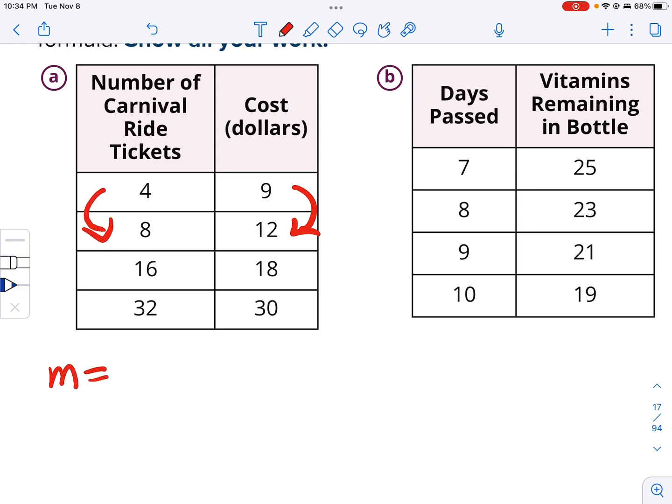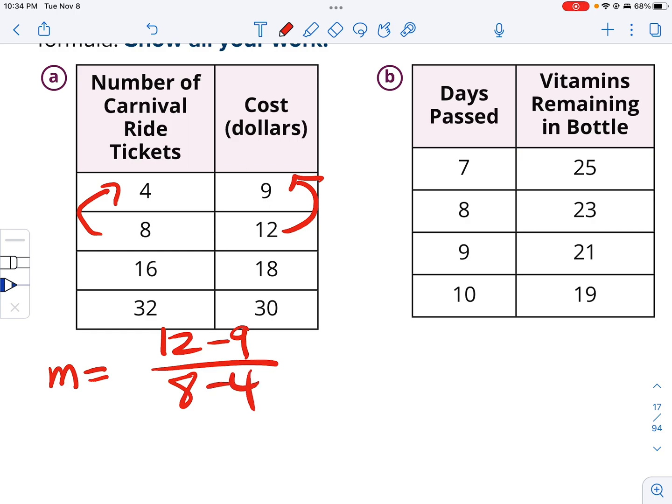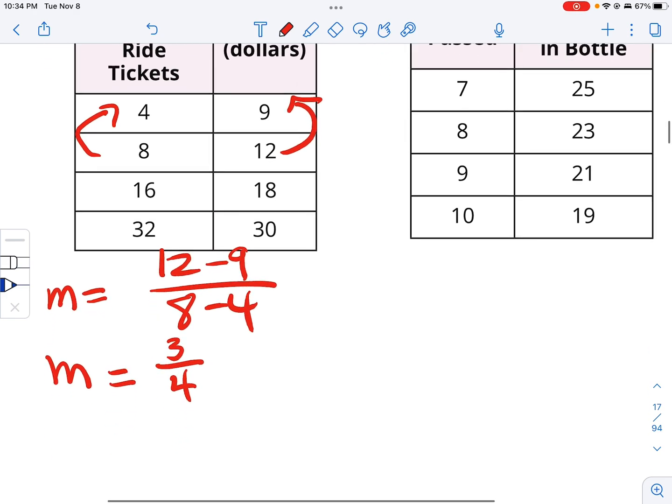So my slope is, oh, I guess I'm supposed to show the arrows the other way. This way, whatever. 12 minus 9 over 8 minus 4. So that gets me 3, is that right? 3 over 4.